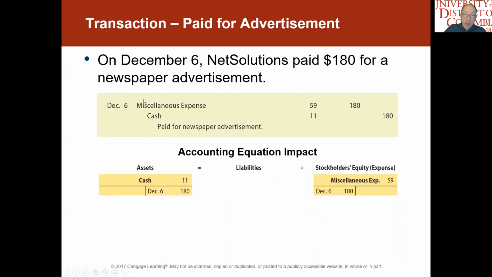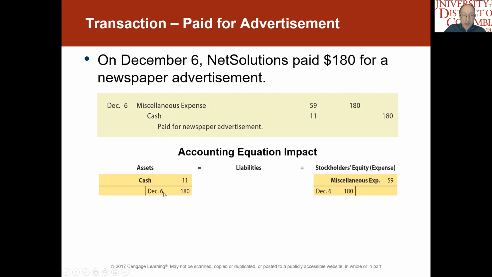This particular company does not have a line item for advertising expense, so we call it miscellaneous expense. December 6th, miscellaneous expense. We debit miscellaneous expense to increase it for $180. We paid cash because it did not say anything about on account. When it explicitly says on account, we know that it's accounts payable. If it does not say anything about being on account, use cash as that account. So miscellaneous expense, $180. We credit our cash, $180. And the note is paid for newspaper advertisement.